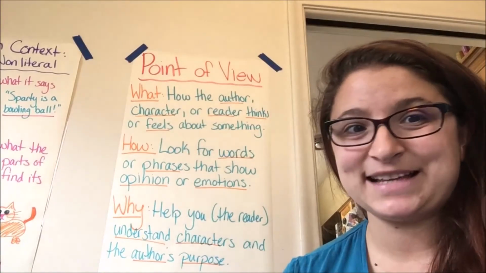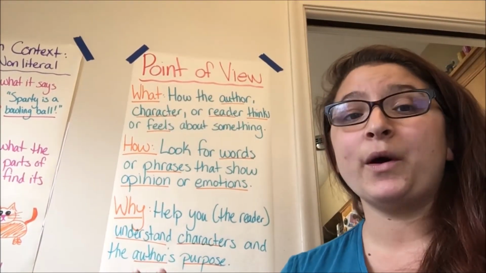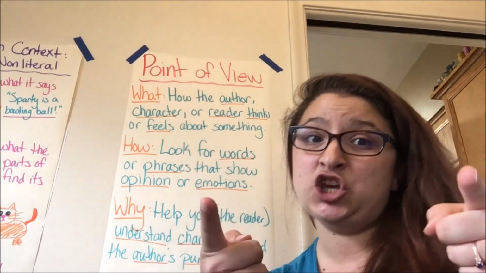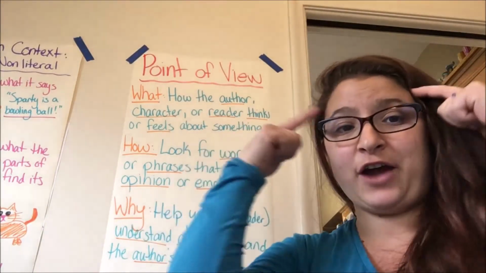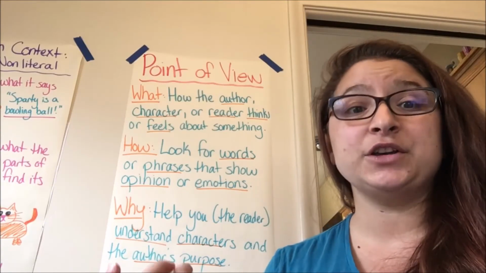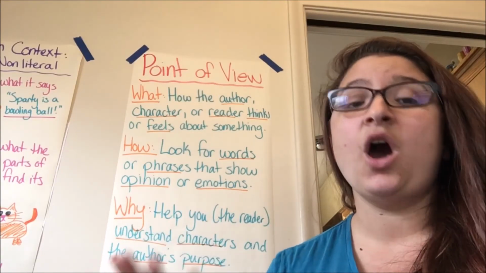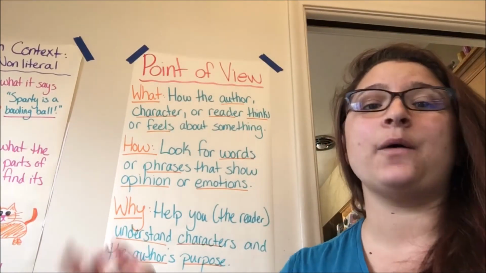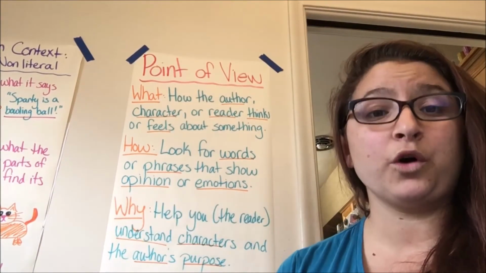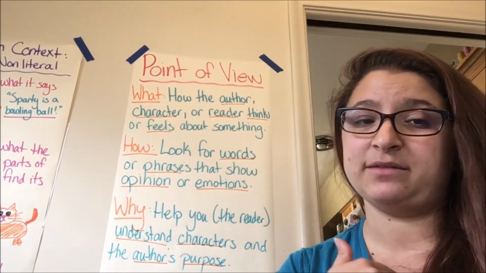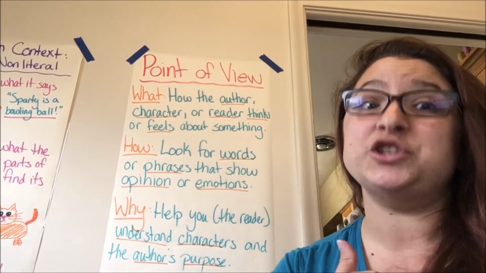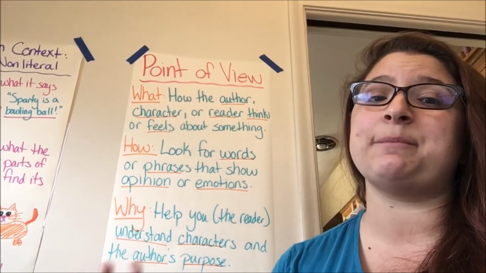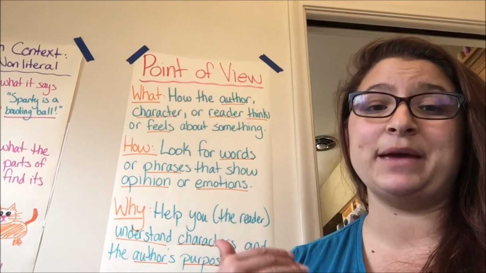All right, scholars. So that's going to wrap up our lesson today about point of view. Remember, point of view is going to be how your author or your characters or the reader, that's you, is able to see the world through your head and through your heart, meaning how are you seeing the world? What are you thinking or feeling based on your thoughts and your feelings? If you can figure that out, how do you do it? It's by looking at words or phrases that show opinions, what somebody thinks or believes, and emotions, what you feel.